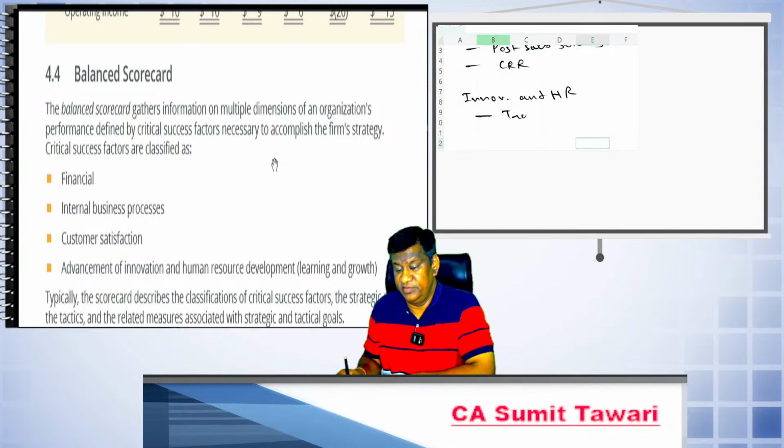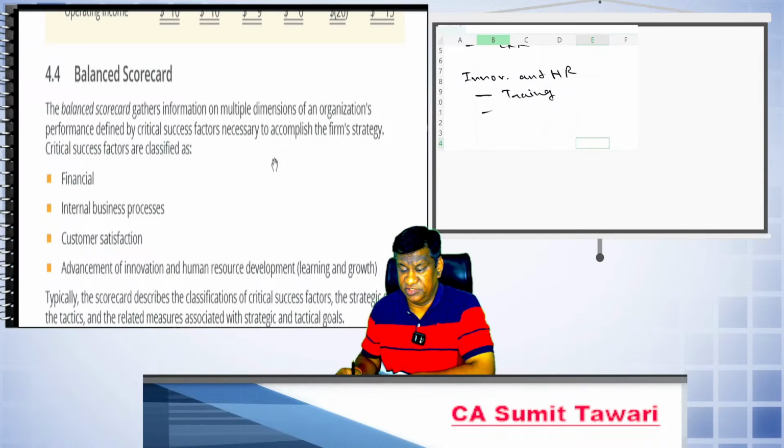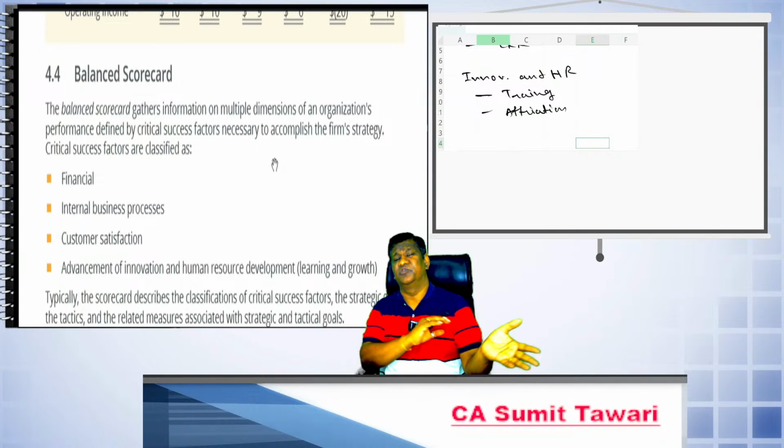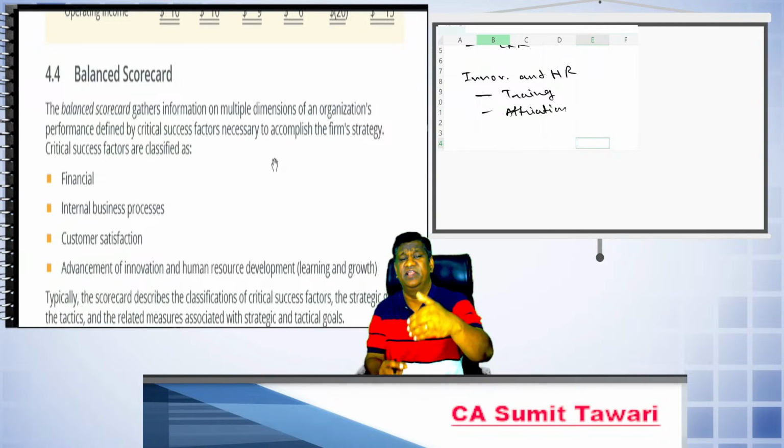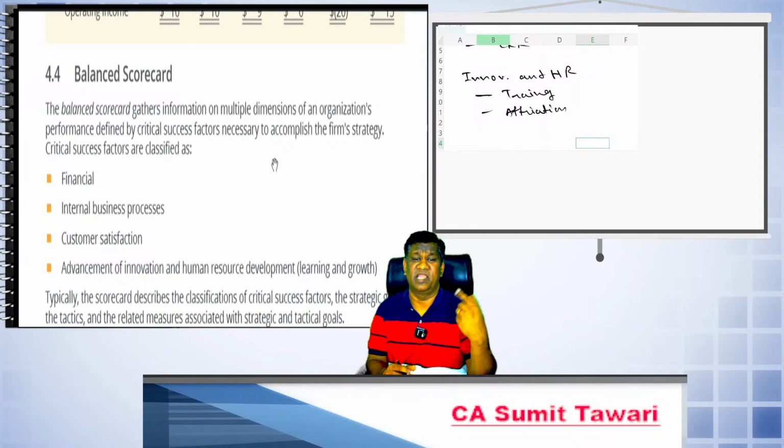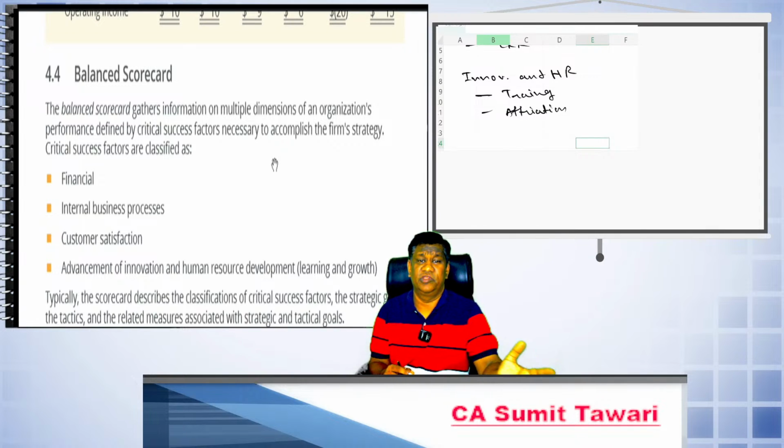So training. Okay. Attrition. Why do we need to consider attrition? Because when one employee leaves and another comes, you need to spend some time on the new employee's training, and whatever knowledge was gained by the existing employee, you cannot capitalize on. So that's why we need to consider attrition as well.